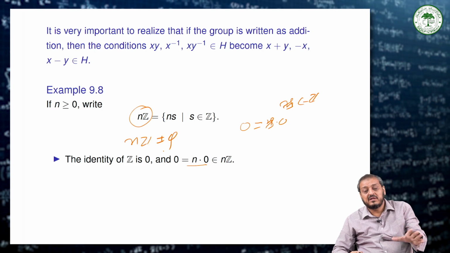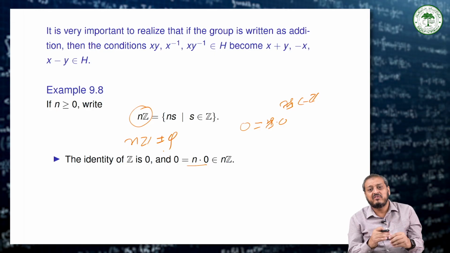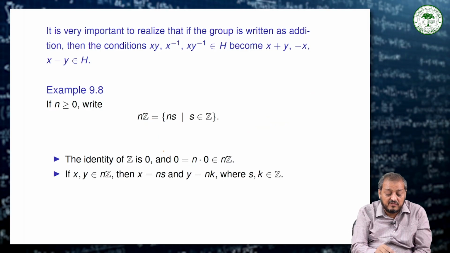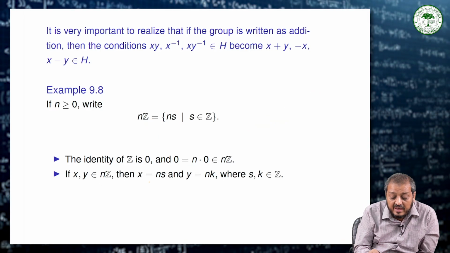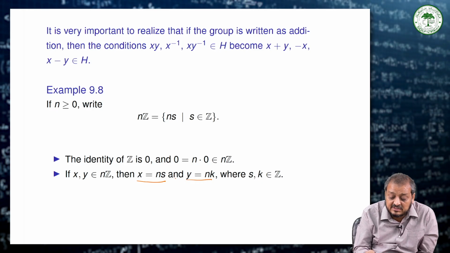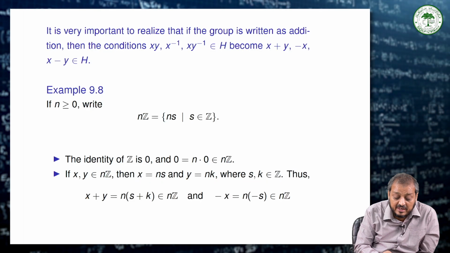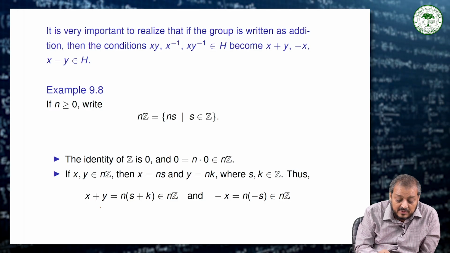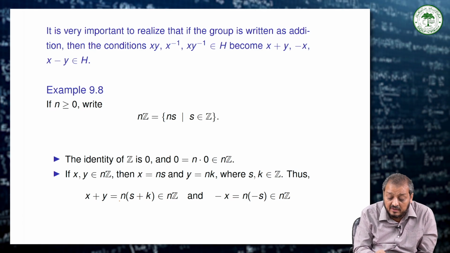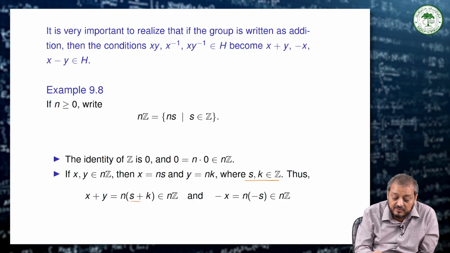Now by the previous theorem we have to show that if x and y are elements of nZ, then under addition x minus y also belongs to this set. If x and y are elements of nZ, then x can be written in the form ns, and y is some nk, where s and k are integers. Then x plus y can be written as n times s plus k. Since s and k are integers, the sum is also an integer.